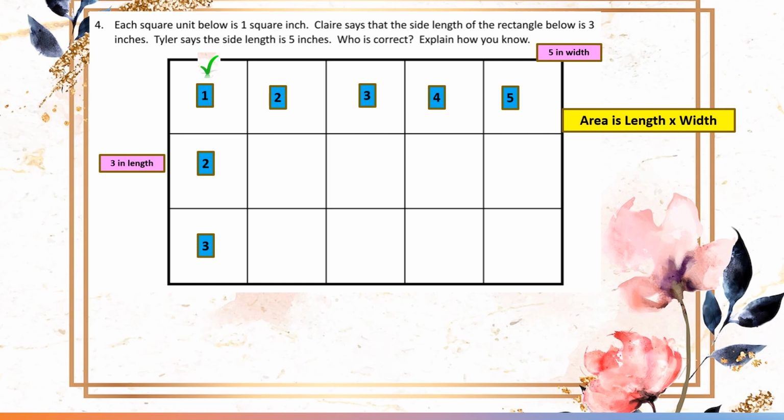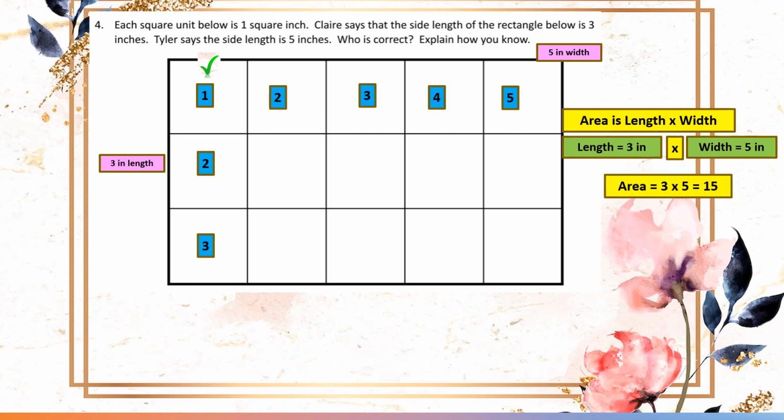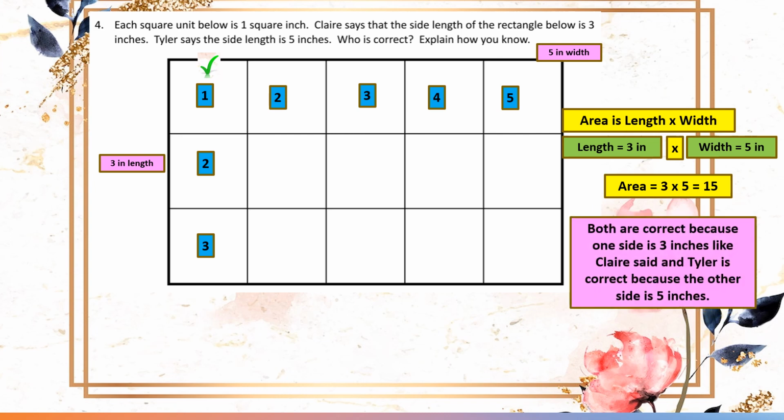Area is length times width. So our equation for this rectangle would be 3 times 5. And what's 3 times 5? Well, if you said 15, you'd be correct. Now, I know the question wasn't to solve for the area. It was who's correct. But if you look at it, one side is 3 inches and one side is 5 inches. So that means that both are correct. So both Tyler and Claire are correct.